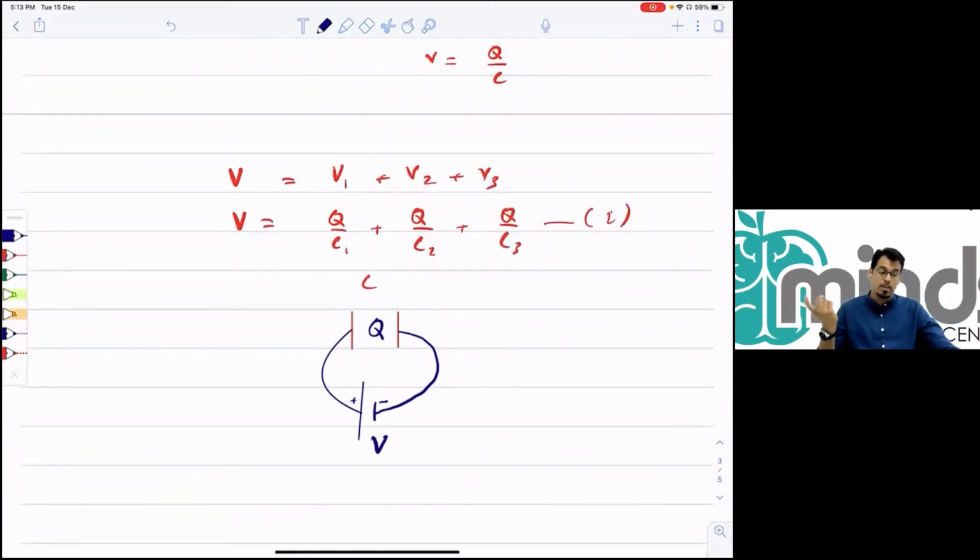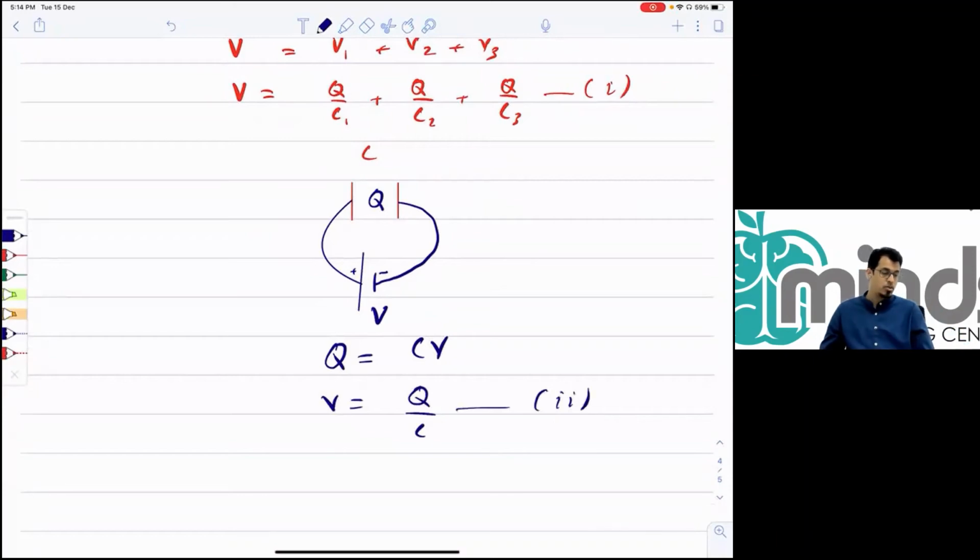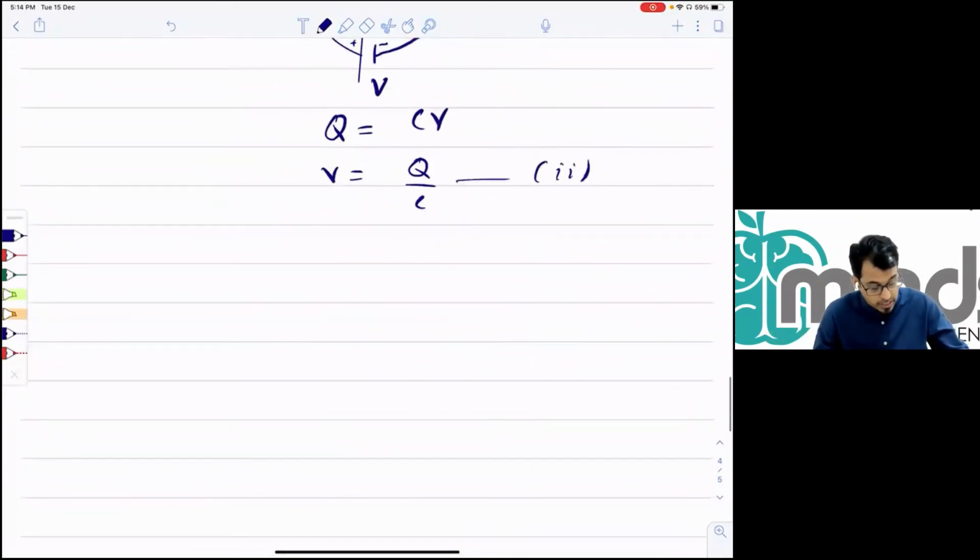Because what was the concept of equivalent capacitor or equivalent resistor in AS level? Equivalent resistor was the resistor that would be receiving same amount of current from the battery as obtained by the entire combination. It is same thing here. Equivalent capacitor is the capacitor that receives same amount of charge from the battery as received by the entire combination. So we can say Q equals CV, V equal Q over C, equation number 2. If I equate 1 and 2, because left hand side of both equation is actually V, I will end up with this thing.